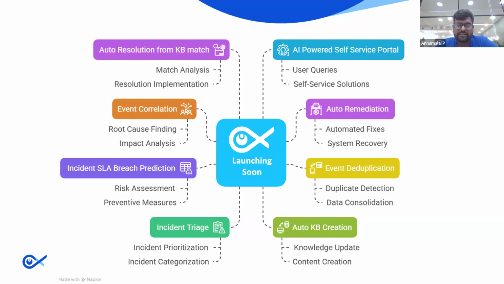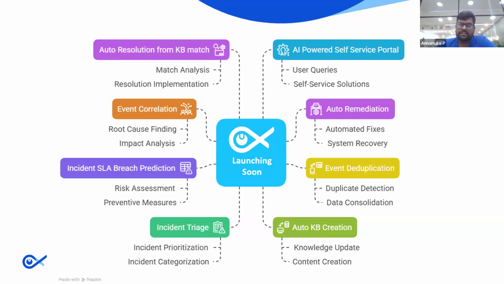So next is auto resolution from KB match. This is again what we discussed previously. Based on known knowledge, our tickets can be automatically resolved by the AIOps platform itself. Once the incident is created, it goes and finds the related KB, finds the related information, and starts implementing the resolution.